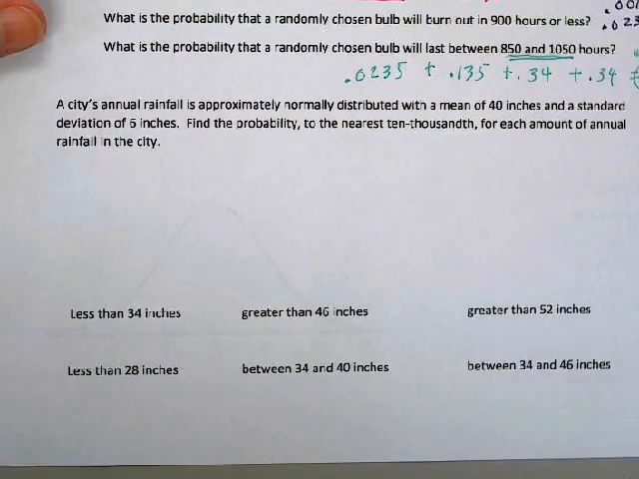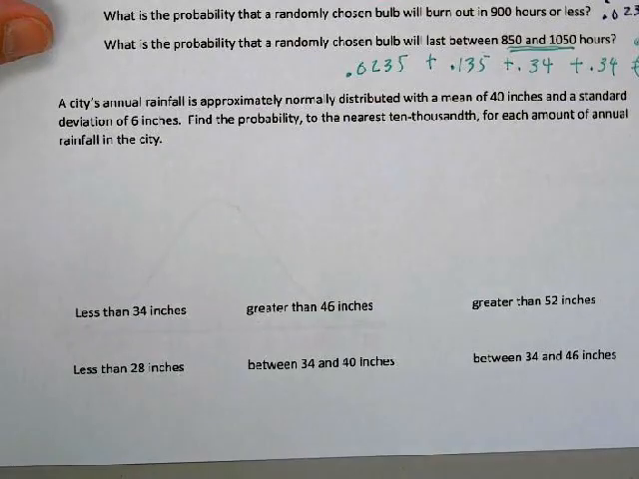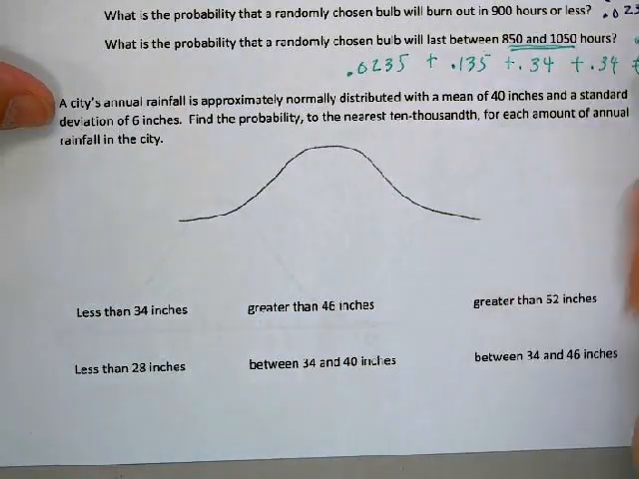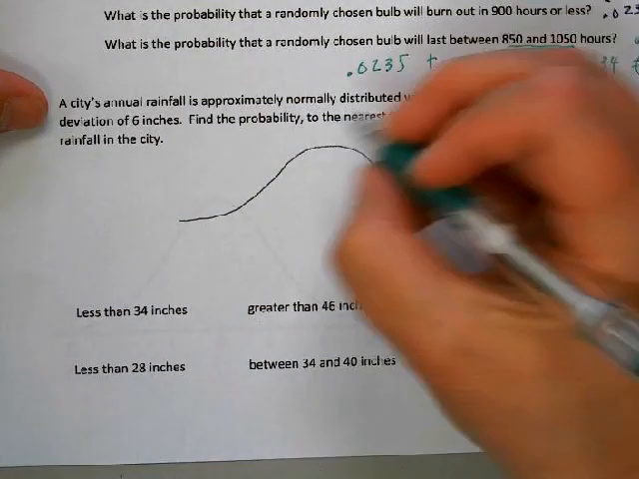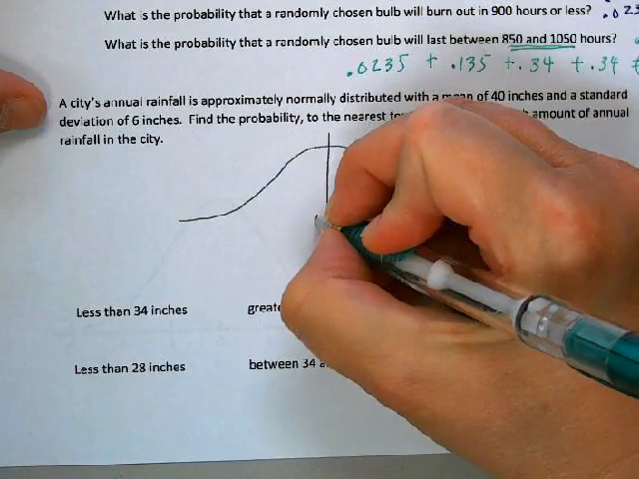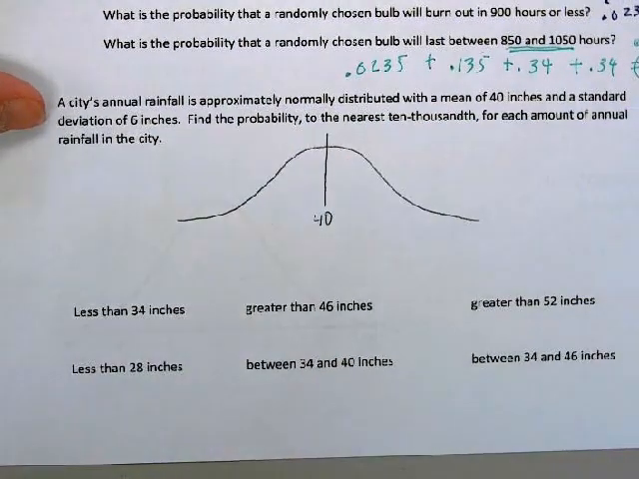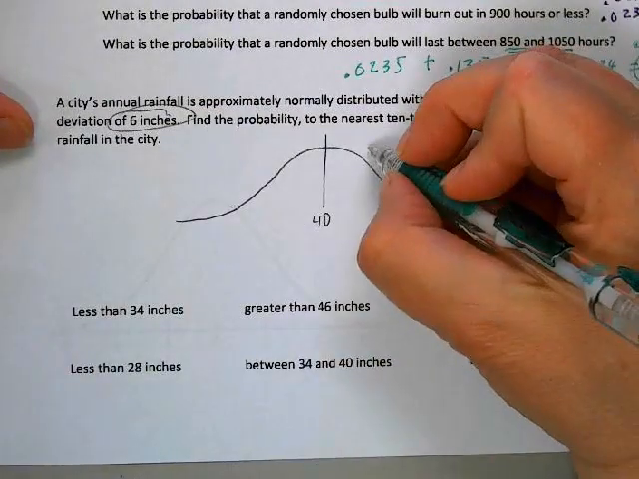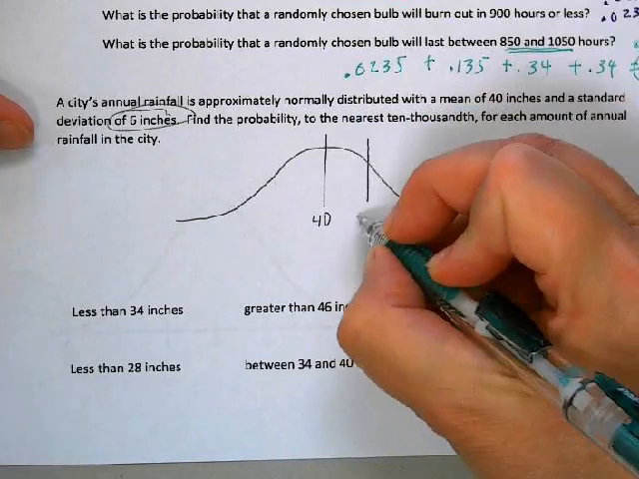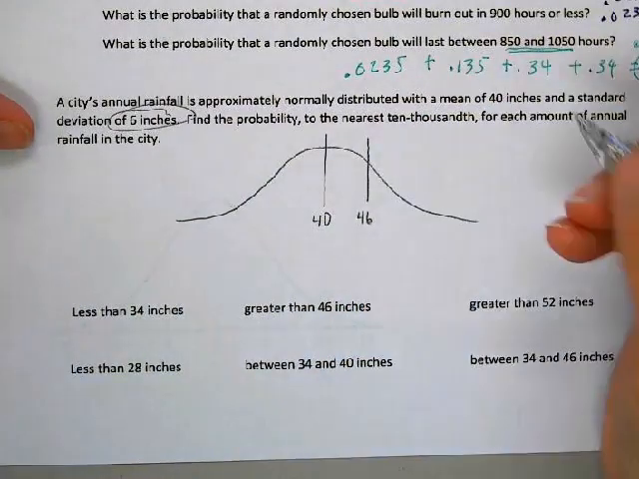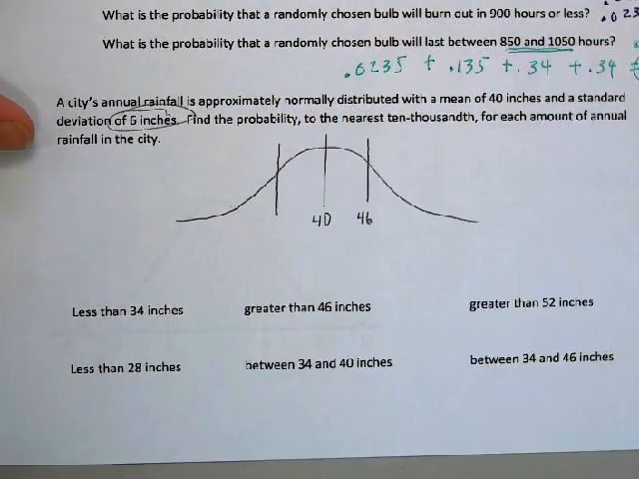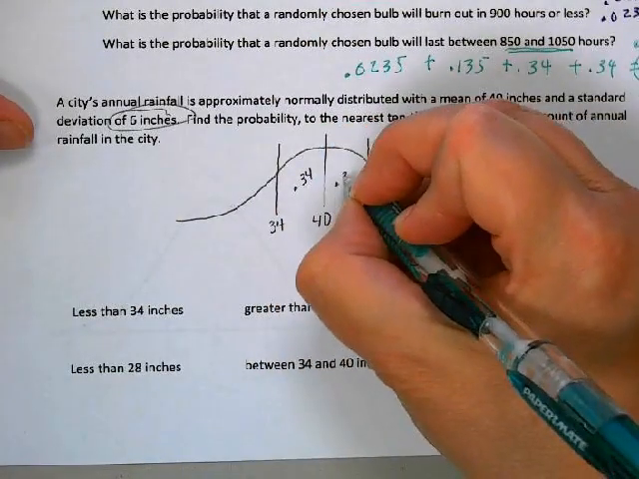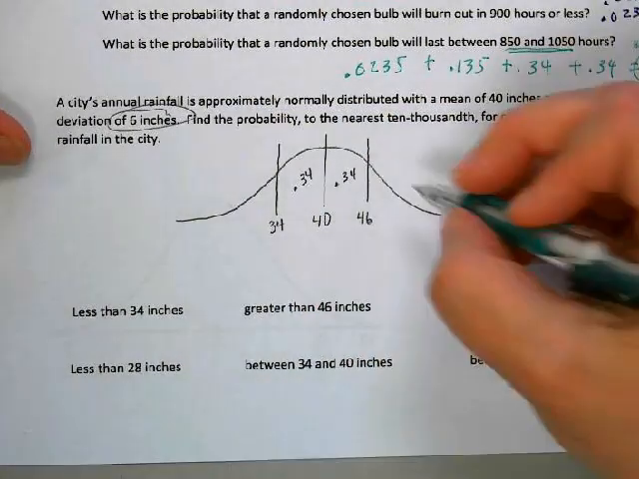Let's look at the last example. A city's annual rainfall is approximately normally distributed, so I know it's going to look something like this. And the mean rainfall is 40 inches. I'm going to put that in the middle. It says that 1 standard deviation is 6 inches of rain. So I'm going to go 1 standard deviation away and add 6, and then go on the other side 1 standard deviation and subtract 6. So 68% of my data should fall within that range.